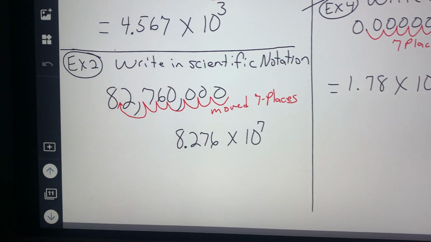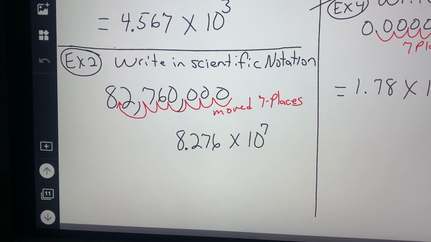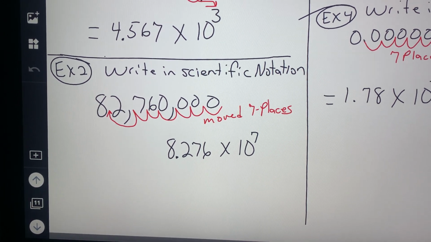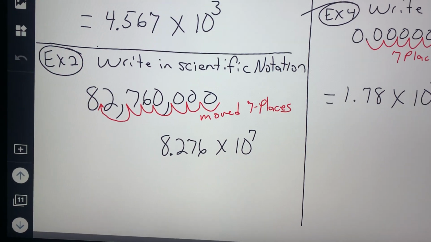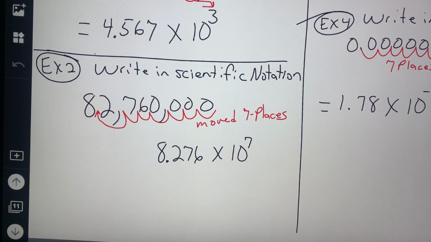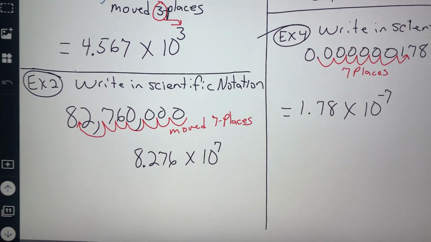And as you can see, this next example, we moved that one 7 places to get the decimal point between the first two numbers. So we're going to have the number 8.2760 times 10 to the 7th power.